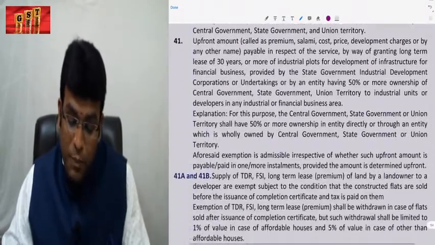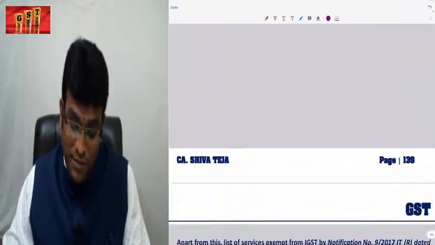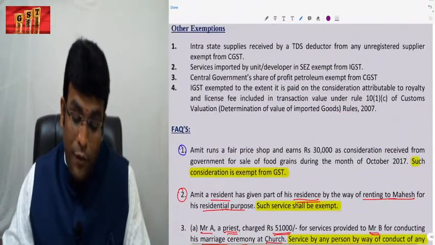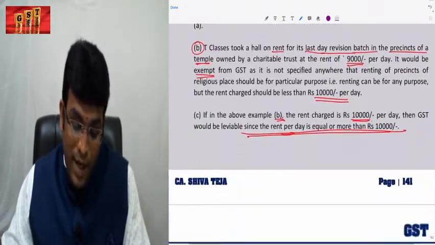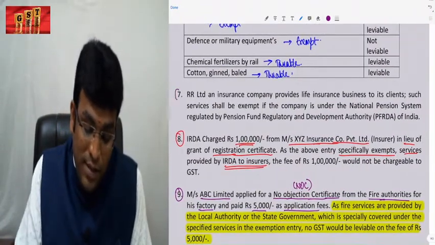Before we move on to the next point, let's look at any FAQs which are left out. Let's look at that once. If I look at the FAQs, the first one is done. 2, 3, 4, 5, 6 are also over. The 7th one you see, my dear friends.